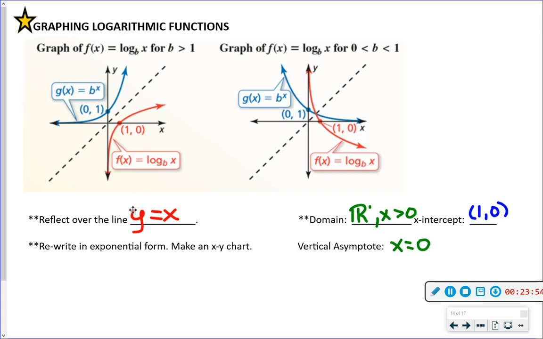Now, we are going to sketch these by hand, okay? Can you do them in the calculator? Yes, and I will show you that at a later date. We're going to do them by hand. I cannot do a log base whatever in my head, clearly. So we're going to rewrite them in exponential form. I can do exponents in my head all day long, but I can't do a log in my head. So that's why we are getting good at converting between the two forms.